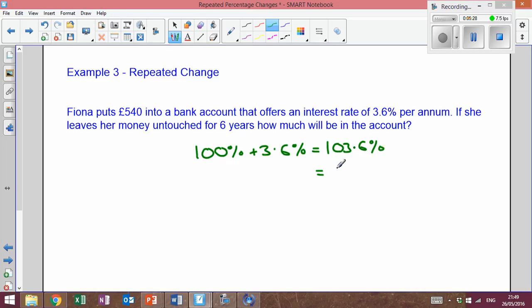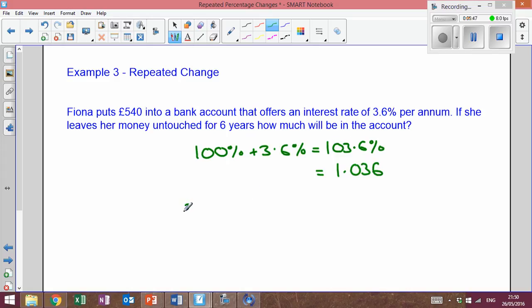Okay, which as a decimal is 1.036, divided by 100, moving all the digits down to place values. Okay, now the biggest mistake here is to miss out that zero. But you know if there's a zero up here, there needs to be a zero here.